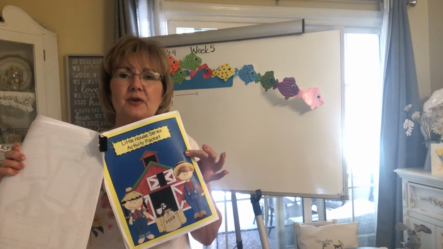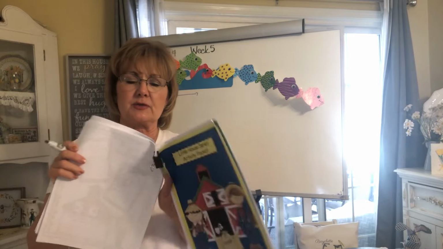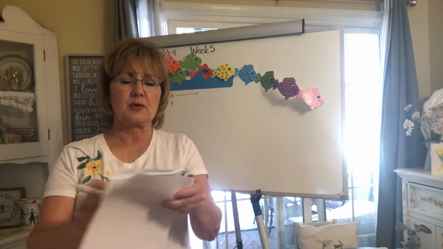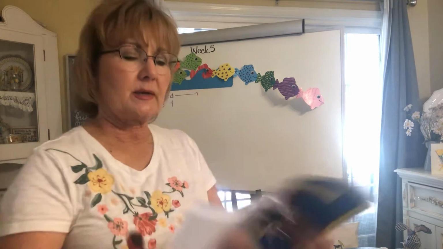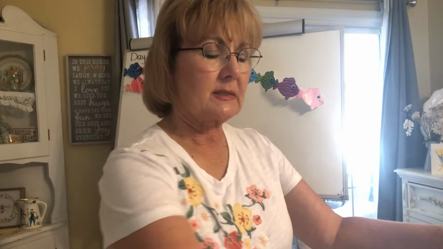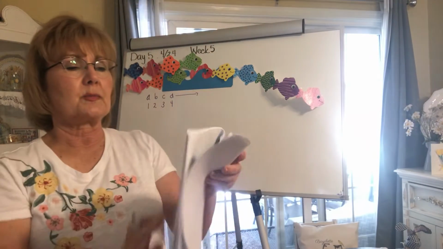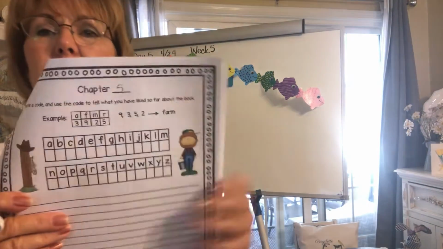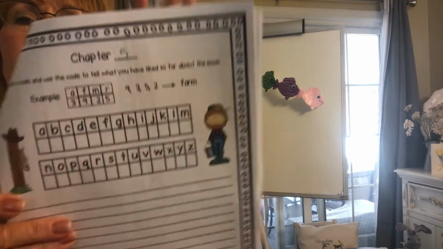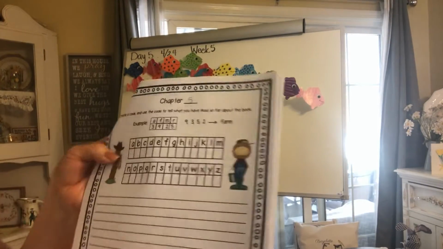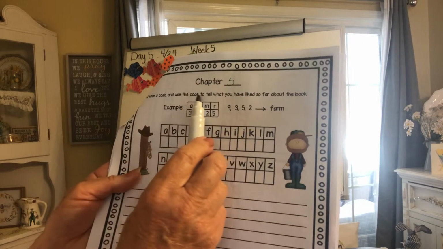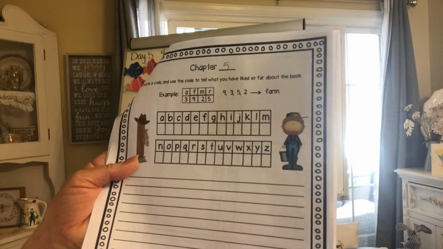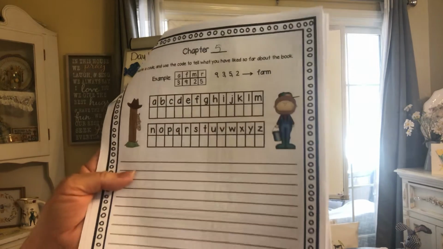I asked you to have out your activity book. You're going to turn to the create a code page, okay? We're kind of going in order, as you can see, obviously. So create a code page and you'll put chapter 5 right up there at the top. Now I'm just going to hold this up here real close for you to see, okay? It says create a code and use that code to tell what you have liked so far about the book.